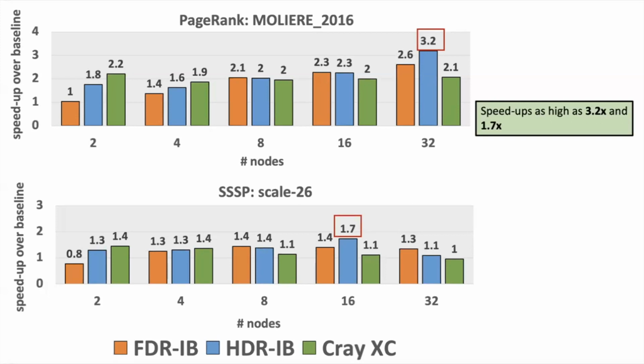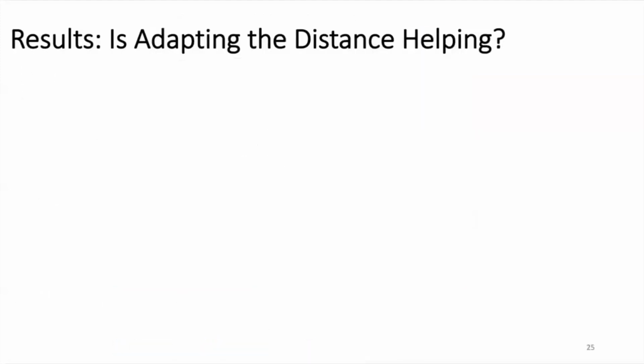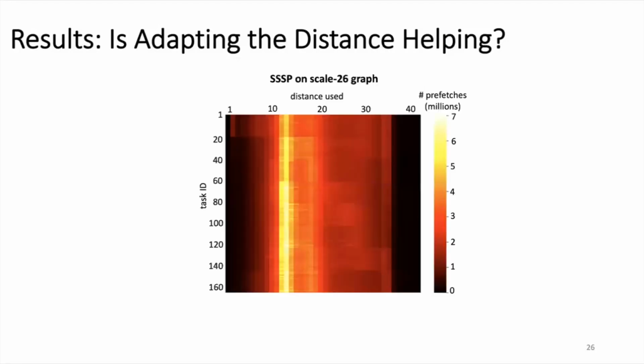But beyond just the speedups, I wanted to look a little further at this optimization and try to answer the question of whether adapting the distance is actually helping. Are we actually adapting it as the program is running, or are we just getting lucky and finding a distance that works well and using that throughout the entire program? To do this, I looked at how many prefetches we issued with each prefetch distance that was used throughout the program. We can represent that as a heat map. So this is the map for SSSP.